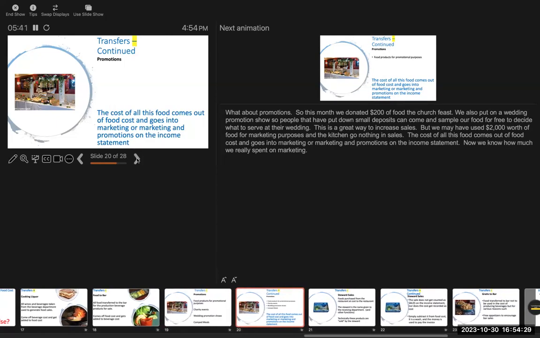Also, when we do promotions, we want to make sure that we're accounting for all the cost of food, and it comes out of the food cost and goes into the marketing or the promotions account. And remember, when we've done the income statement, you've seen these categories as operating expenses. And now we're diving deeper into what would be part of those categories when it relates to food and beverage cost.